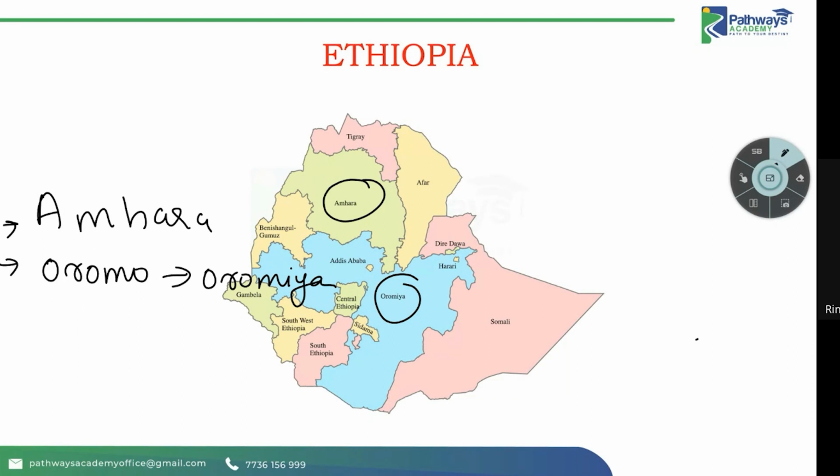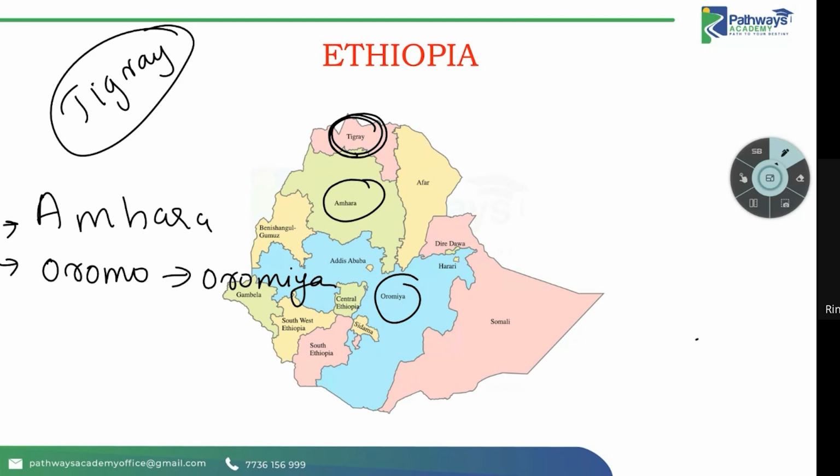Then there is a disputed territory in Ethiopia, the region which undergoes civil strife, and that is Tigray. Please write it down, Tigray. It's a conflicted zone in Ethiopia.